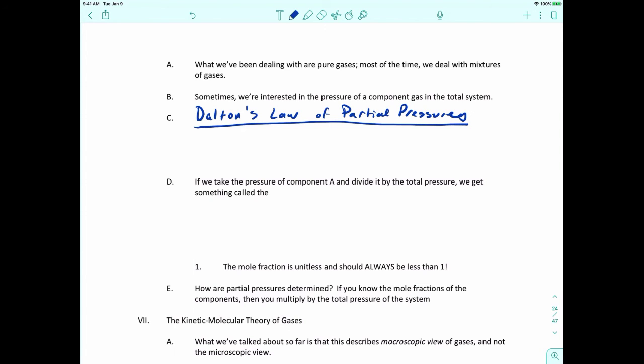Okay, so what Dalton's law of partial pressures says is that the total pressure of the system is going to be equal to the sum of all the individual components. So let's say you have a mixture of three gases, then the total pressure of the system is going to be equal to the pressure of gas A plus the pressure of gas B plus the pressure of gas C.